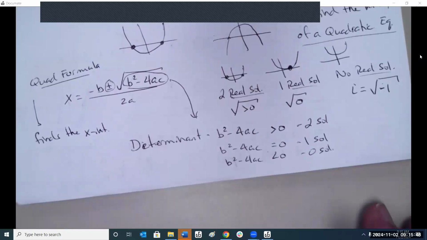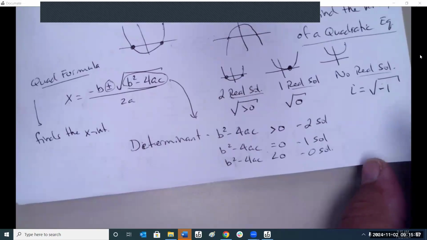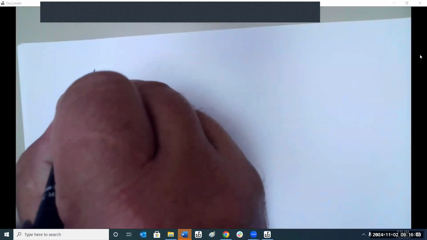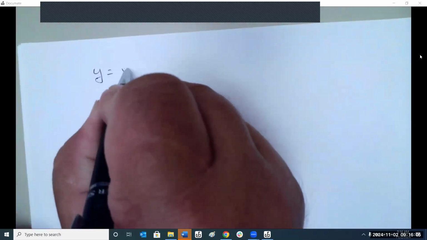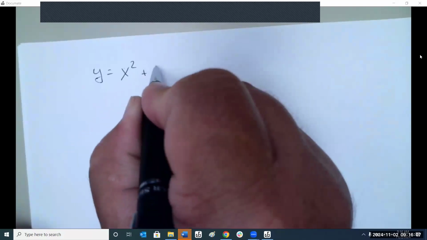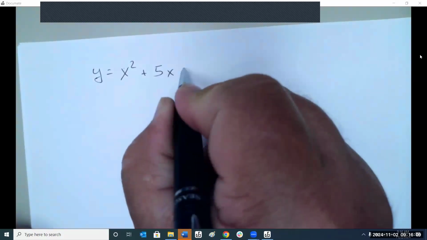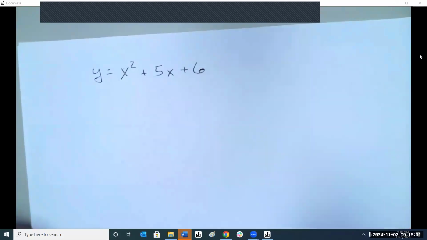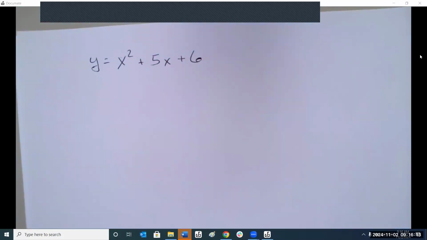Okay, let's look at some of these examples. And then we haven't finished factoring yet. So I'm just still taking this one step further. The example we had earlier, x squared plus 5x plus 6.